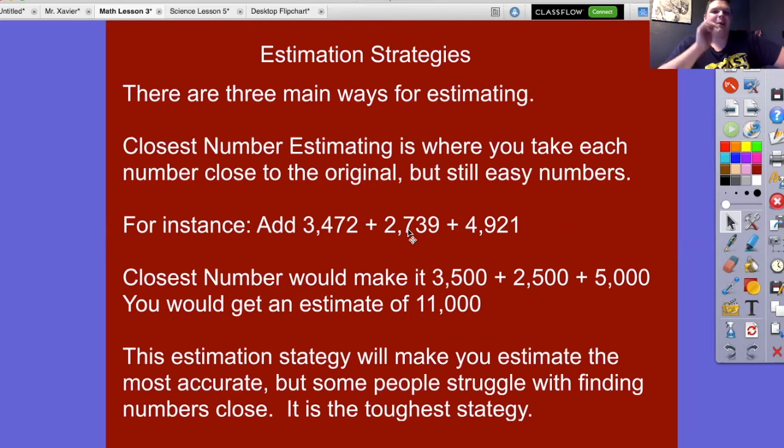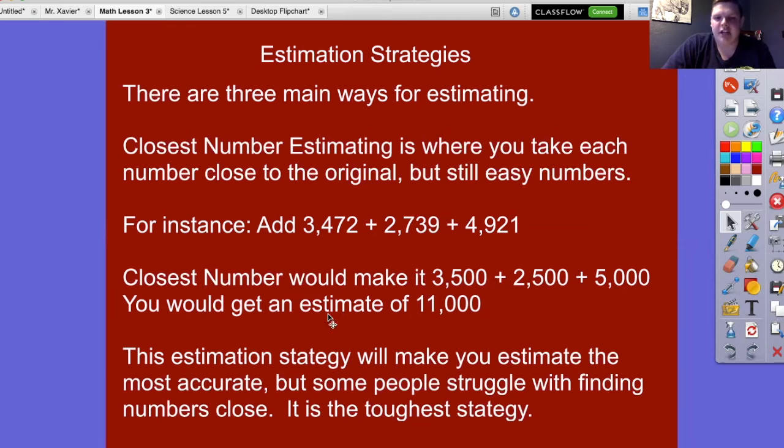Same with this. I think it would be too far away if I overestimated, and I think it would be too low if I underestimated. And then I made this one 5,000. And in this strategy, it's okay to have one that does not have a 5 after that. So adding these together, I would get an estimate of 11,000.